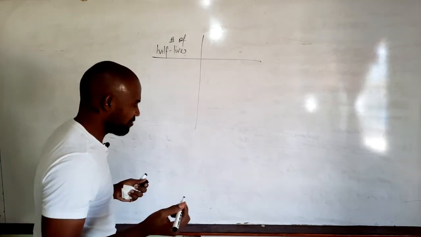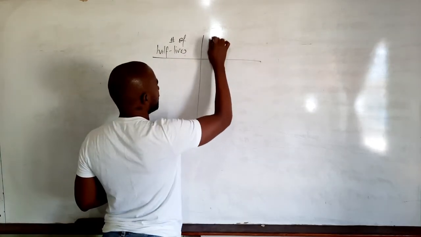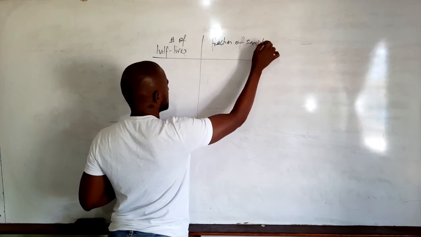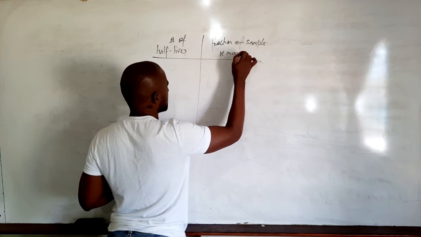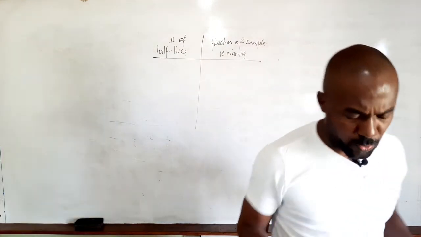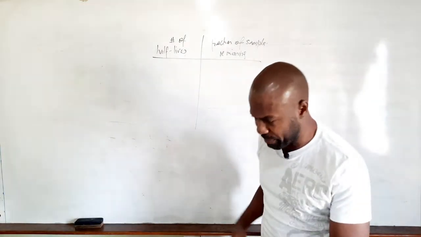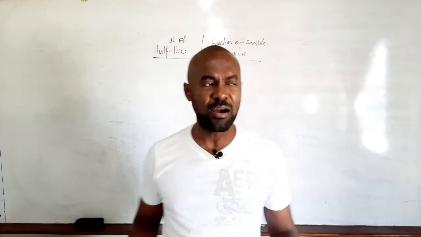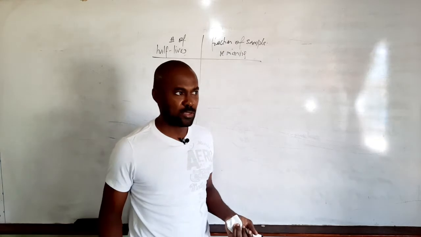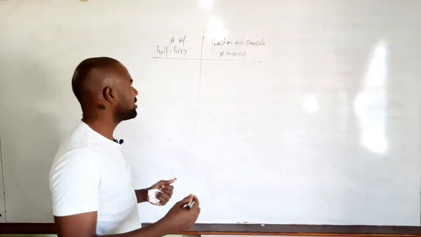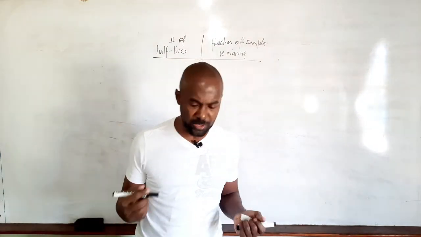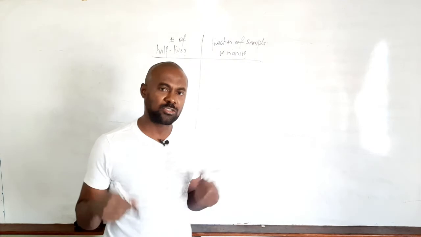Number of half-lives, and let this be the fraction of the sample remaining. So we're looking at it this way because, as I said before, when we speak about half-life, it is the time taken for half the sample, or half the number of atoms, or half the activity to decrease. So we're going to look at how many half-lives it will take for 1/16 of the sample to remain, or for the activity to decrease to 1/16 of its value.